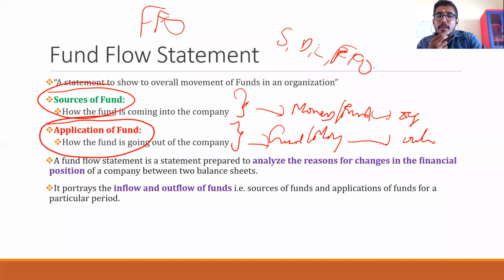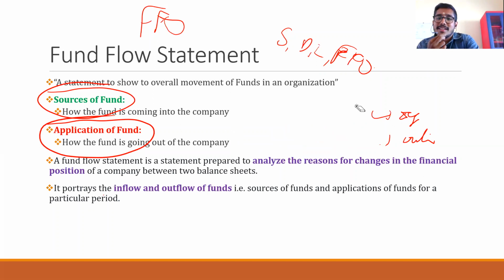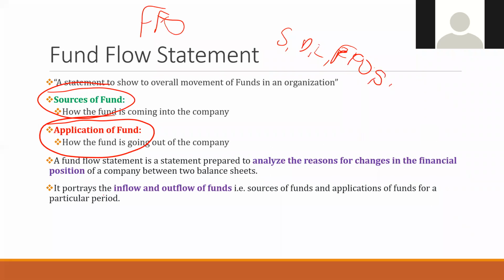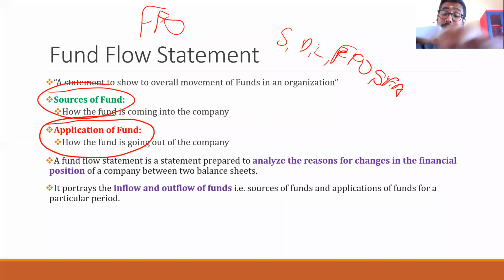And there is another source. What is that? Any assets which are sold in a year, some money comes, right? Sale of assets, sale of fixed assets. These are the major sources of funds for an organization.